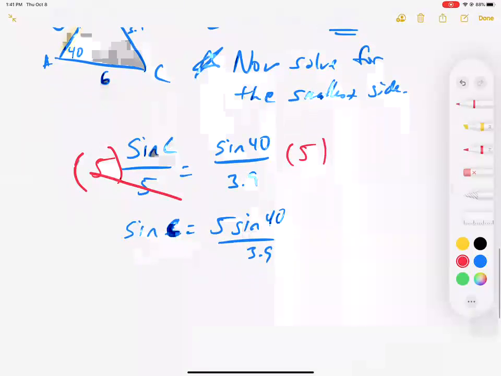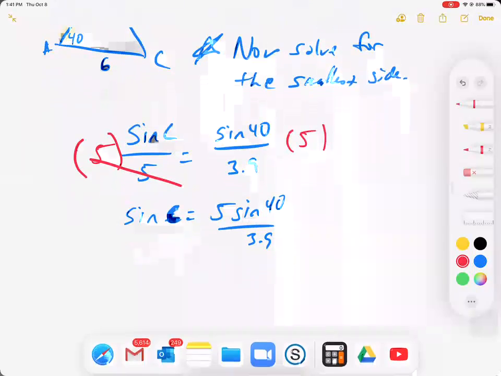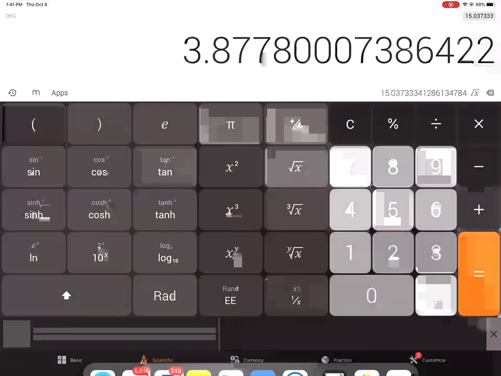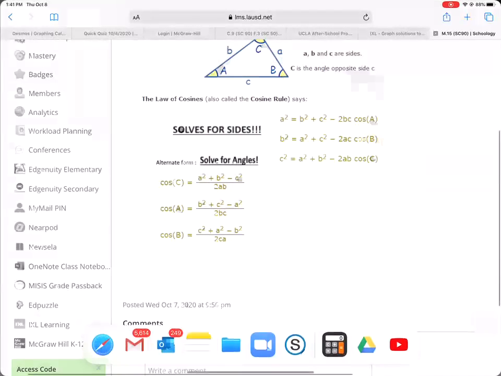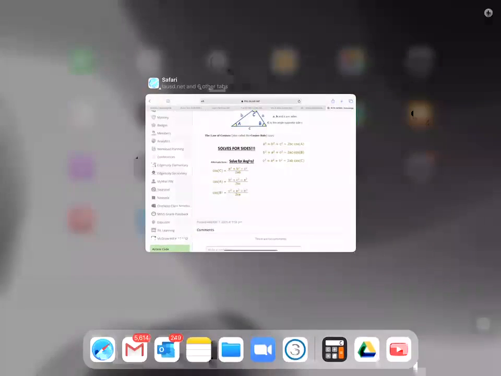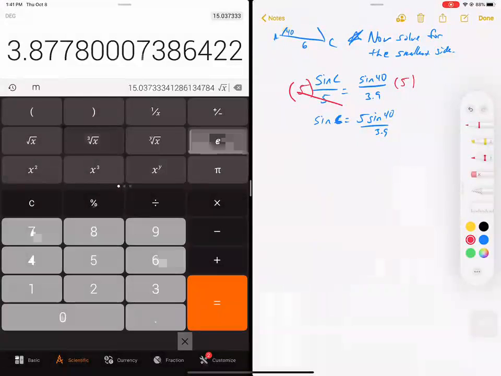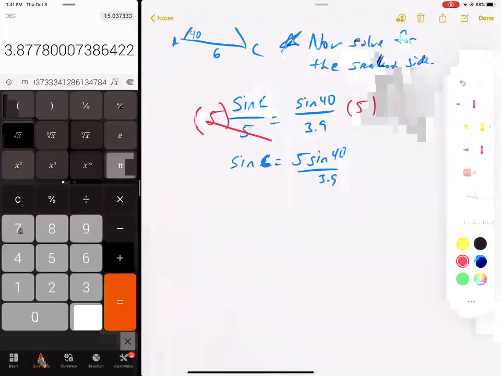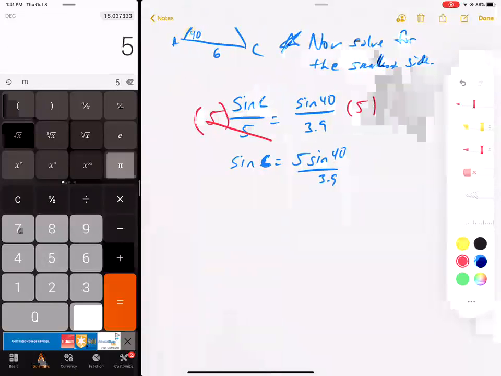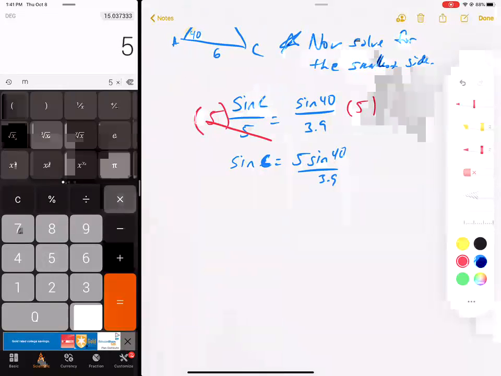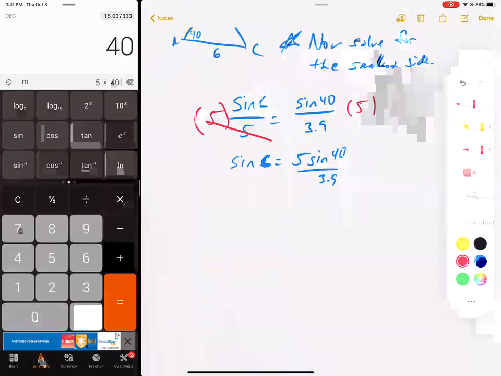And this is all calculator work now. Let's go ahead and do the calculator. Okay, I'm going to type this into my calculator. We're going to type 5 times, remember, in my calculator, I always have to type the angle first, 40 sine equals, divided by 3.9 equals. Now, does 0.82 look like an angle to you?